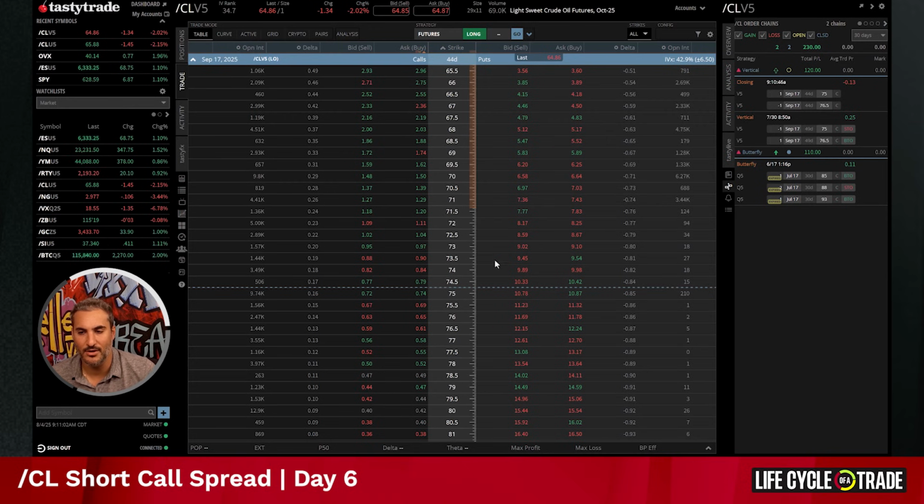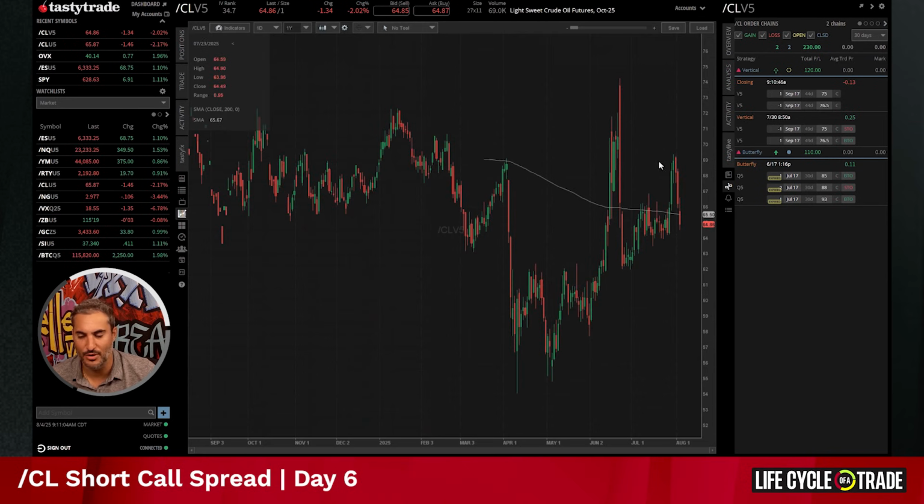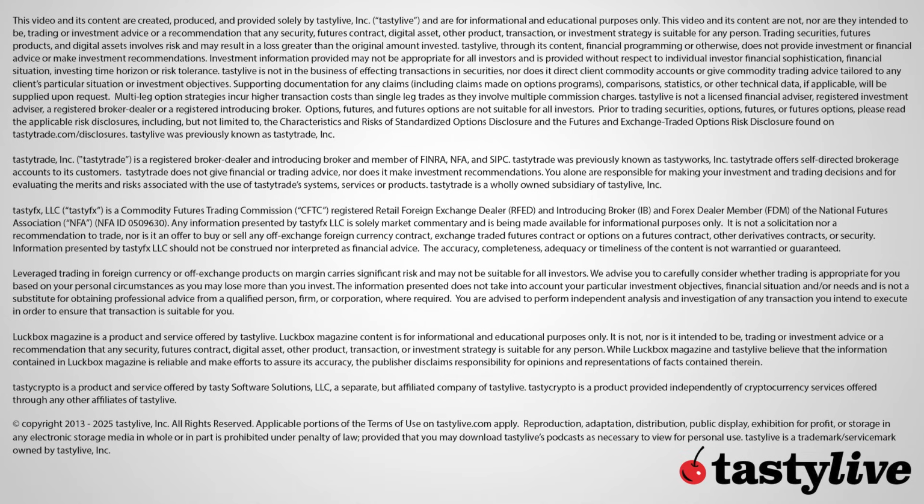So quick little move there, a good contrarian move in the market here for oil. So it's a good little trade for the Johnny traders.